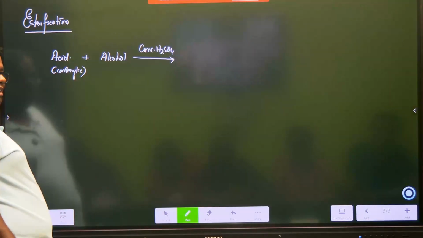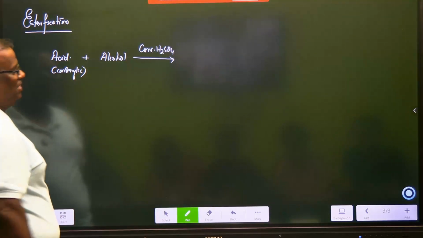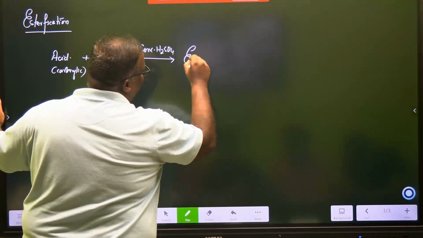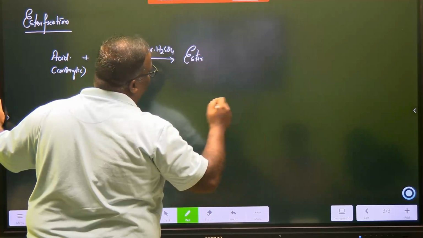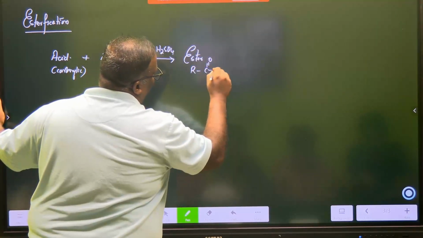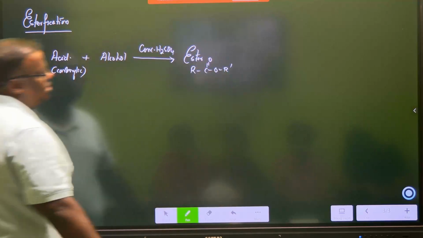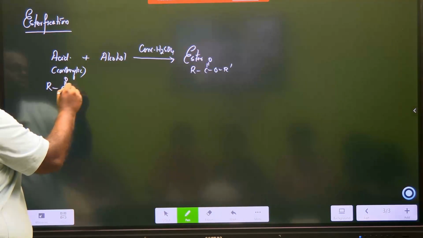So what will form? An ester. What are esters? Fruity smelling compounds. It will be R C double bond O O R'. This is an ester. An acid is always R C double bond O OH.